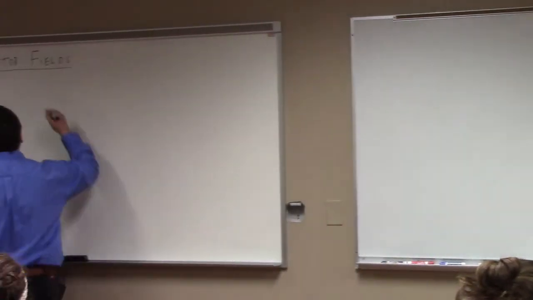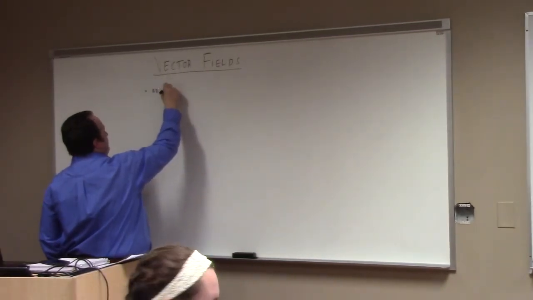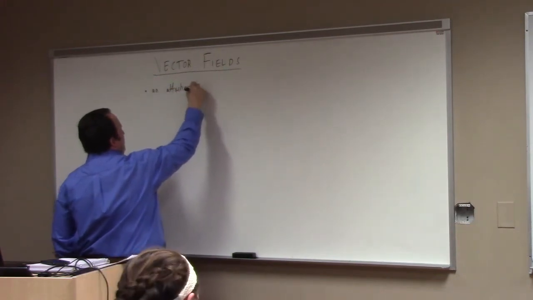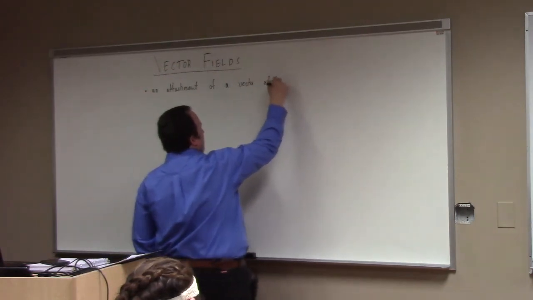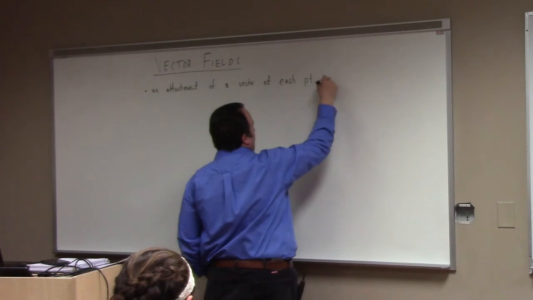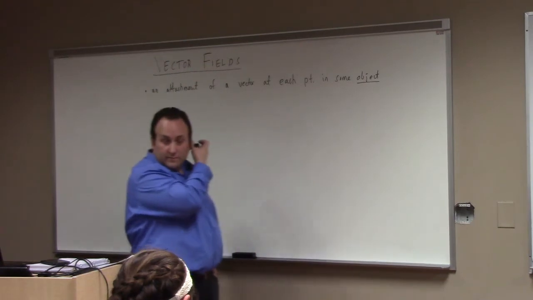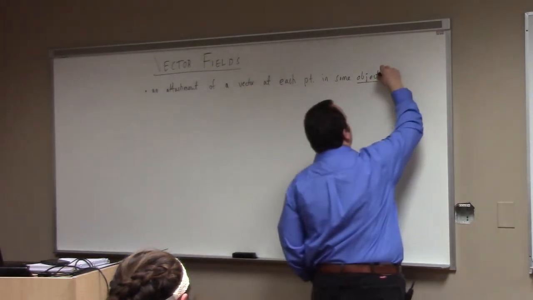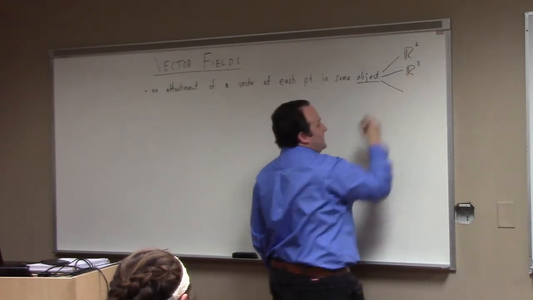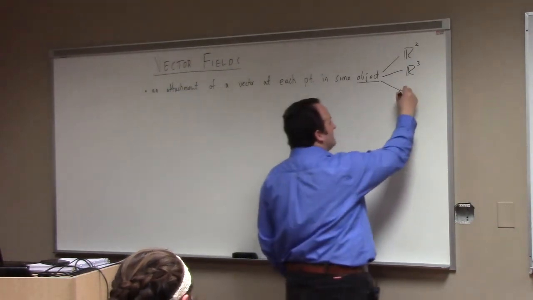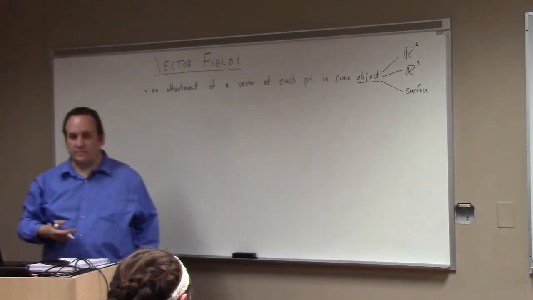But what is a vector field? Here's a sort of generic definition. It's an attachment, or assignment if you like, of a vector at each point in some object. Now, for the most part, going forward, this object is either going to be R2 or R3. We'll also talk about vector fields on a surface, a surface inside R3. These are the big ones.